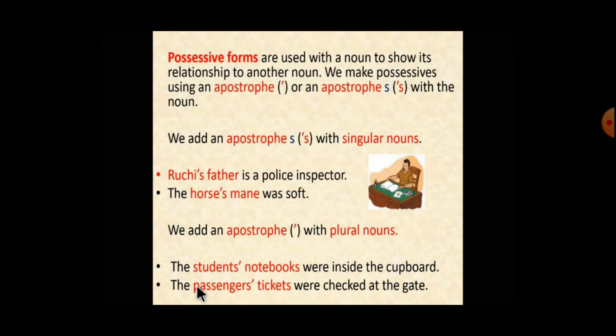Second sentence is, the passengers' tickets were checked at the gate. So here passengers is already in a plural form and we have to just put the apostrophe to show the possessiveness, the relation with the tickets. So this is the simple use of apostrophe with the singular nouns and plural nouns, in a short description.